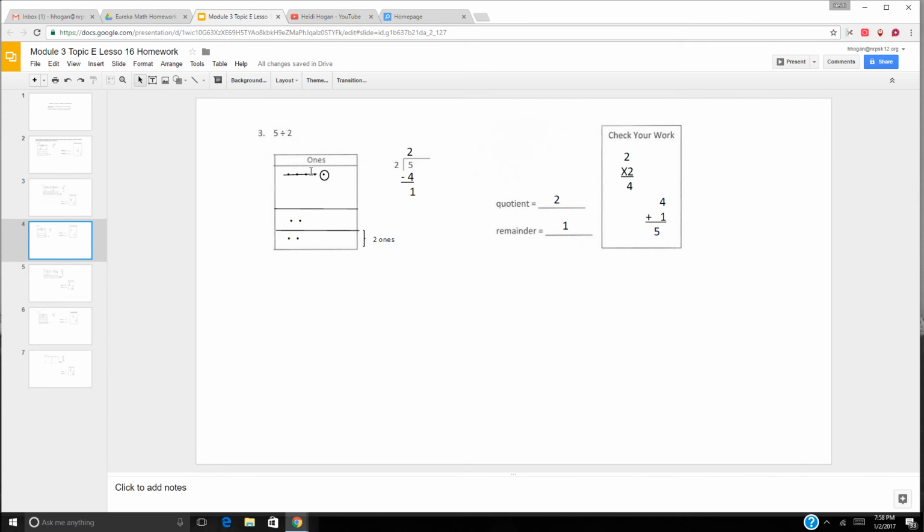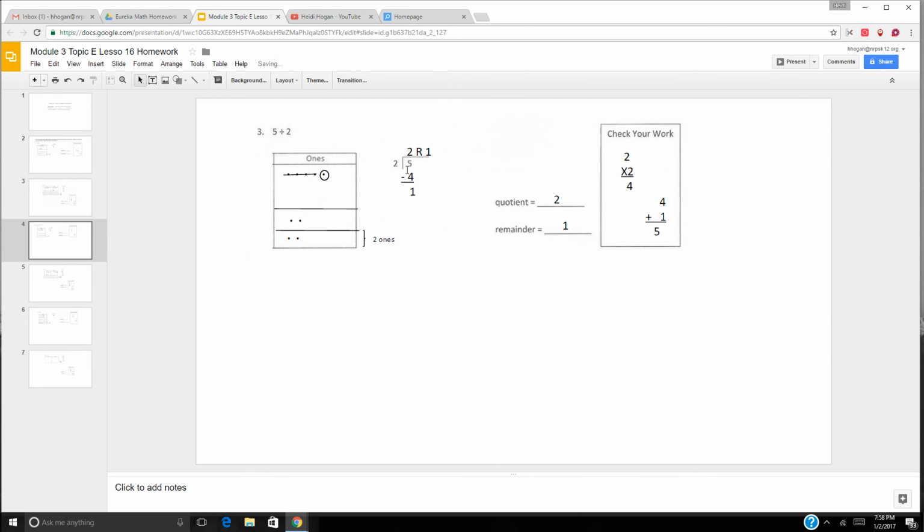5 divided by 2. So 5 put into 2 groups. So 1, 2, 3, 4. Oh, we have 1 left over. So we have 2 ones in each section. And then we have 1 left over. Because 2 times 2 is 4. 5 minus 4, right? We take 4 away. We're left with 1. And, oh, I didn't write it again. Remainder 1. 2 remainder 1.